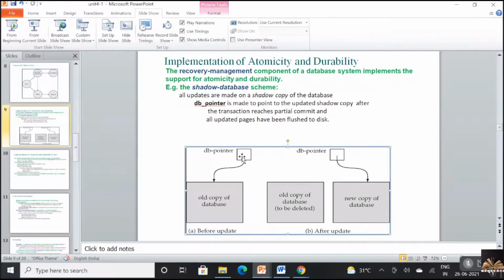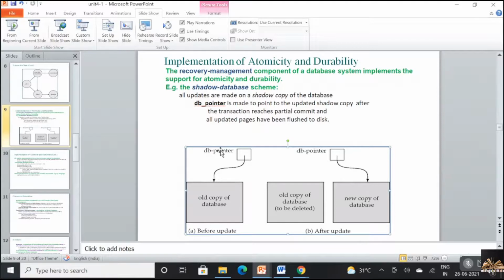And every time a database pointer is pointing to the current consistent database copy. So as of now, before I have performed any operations on the database with respect to your transaction, this is my consistent copy, the current consistent copy.